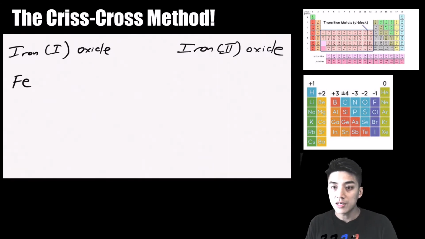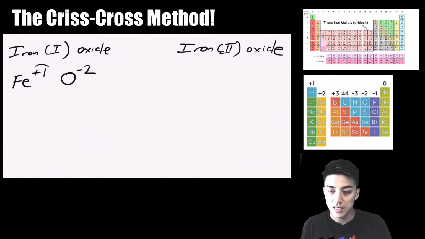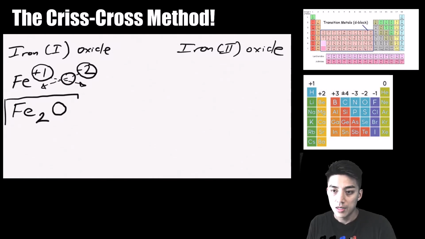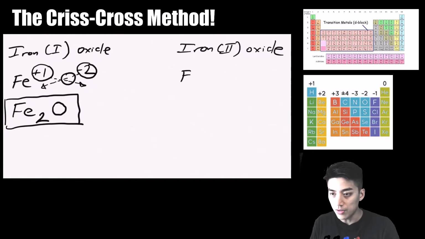Iron(I) oxide is written like this, so let's work it out. Iron has a +1 charge. Oxygen always has a -2 charge. Circle your charges, crisscross them, write down what you see. So Fe2O1, I'm going to omit the 1. So iron(I) oxide is written as Fe2O.